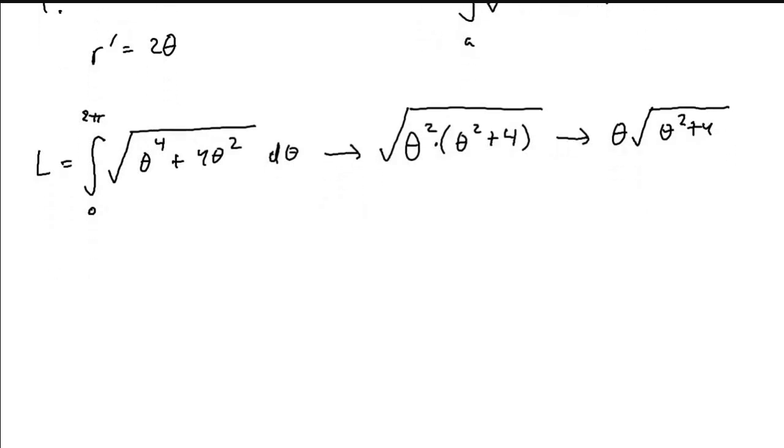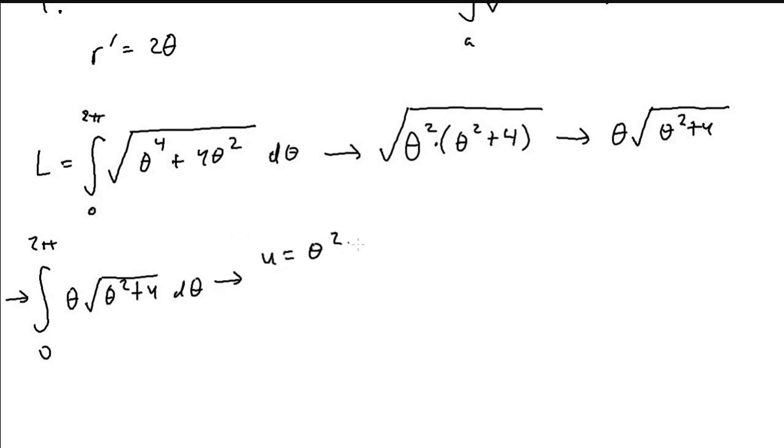So now if I rewrite the integral, we'll get the integral from 0 to 2 pi of theta times the square root of theta squared plus 4 d theta. And now this is just a simple u sub problem. If I use u substitution, I'll make u equal to theta squared plus 4, which means du, or the derivative of u, will be 2 theta d theta. So then to isolate d theta, it will equal du over 2 theta.